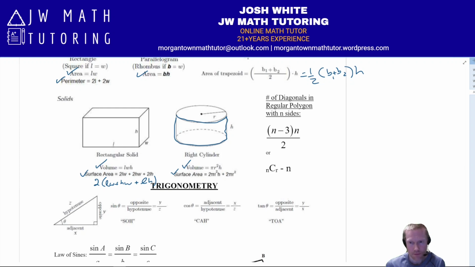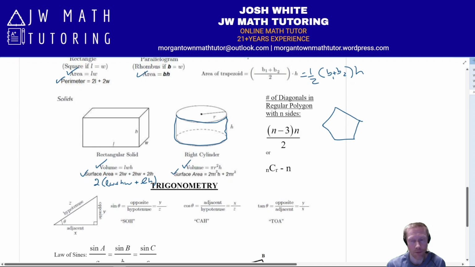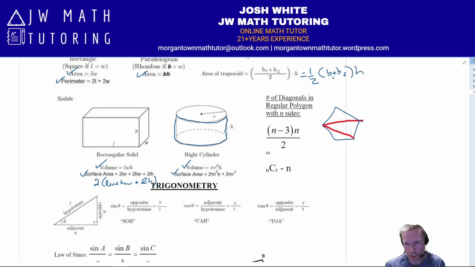Now, another thing that has been on some tests previously but does not come up very frequently is the number of diagonals in a regular polygon with n sides. So when we're talking about diagonals, just to show you an example here, if we have a pentagon, diagonals go from one vertex to a non-adjacent vertex. So for example, from here to here would be a diagonal, and from here to here would be a diagonal. Anything else you draw from this vertex right here, if you go up here, it would make a side. If you go down here, it would make a side.